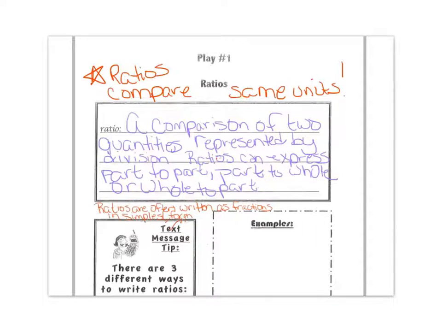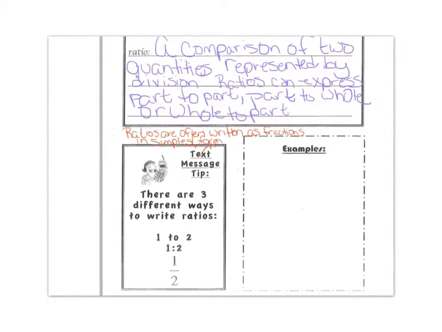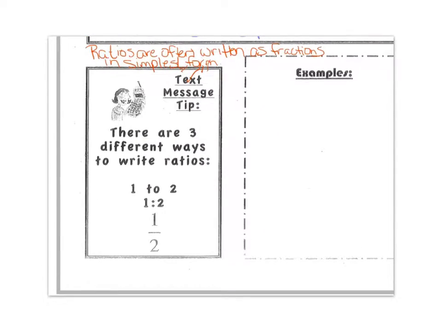Okay, let's go down and look at the text message tip and see what that has to say. Let me get that a little bit bigger. There we go. There's 3 different ways to write a ratio. The first one is just 1 to 2. The next one has the colon. Oh, I think I can actually use a pointer too. Look at that. The third one is fraction in simplest form. Oh, I like that. That's kind of cool, isn't it? Fraction in simplest form. That's the third way.